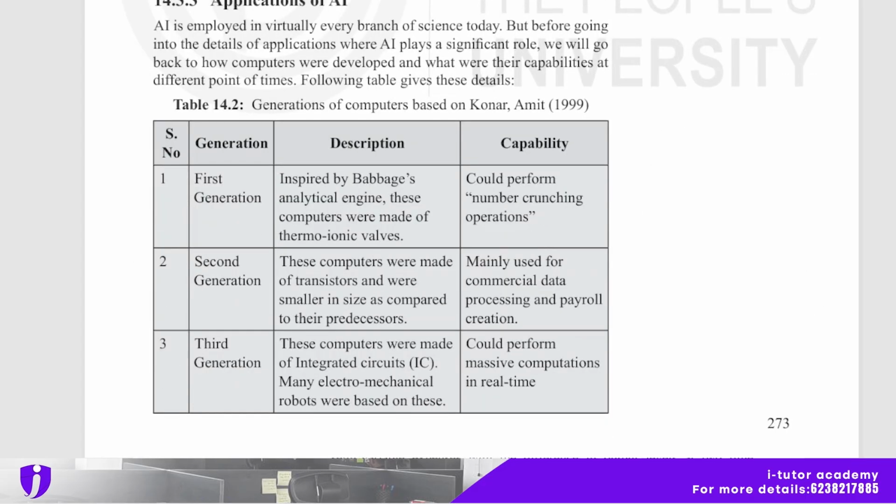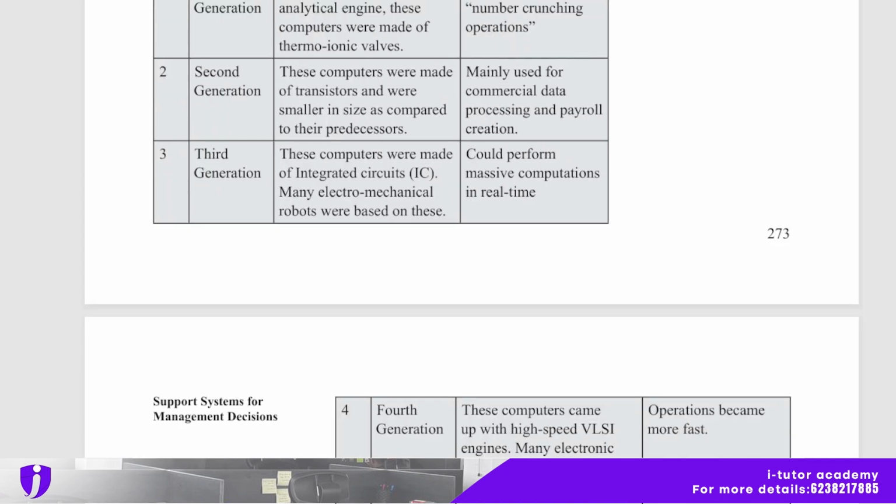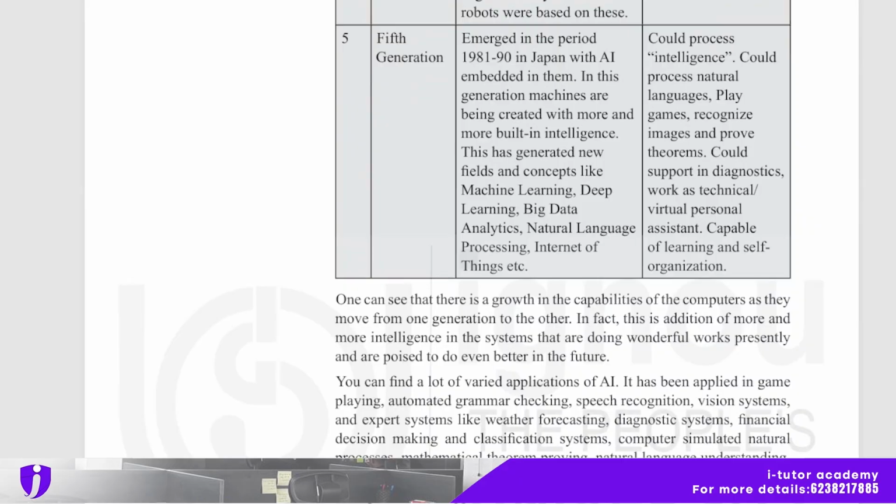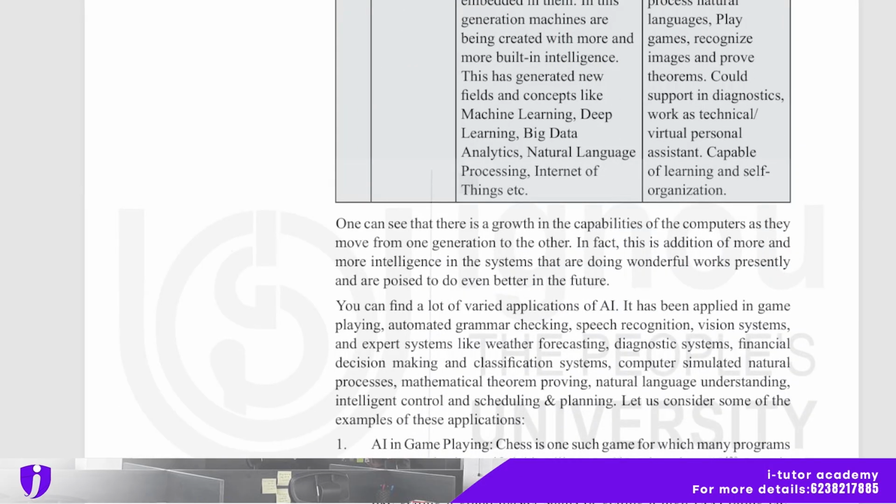Applications of AI. The first generation was inspired by Babbage's analytical engine. These computers were made of thermionic valves and could perform number crunching operations. So the first generation is there, then the second generation, third, fourth, and fifth. Please go through this table so you will get more idea. One can see that there is a growth in the capabilities of computers as they move from one generation to the other. In fact, this is the addition of more and more intelligence in the systems that are doing wonderful work presently and are poised to do even better in the future.